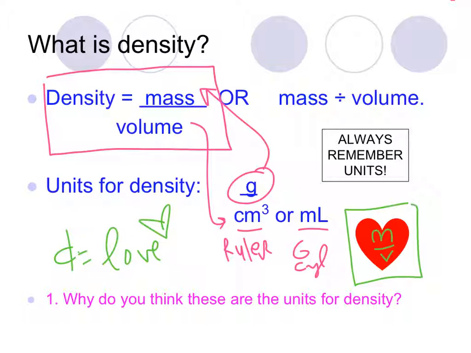Okay? So why do you think these are the units for density? I'm going to help you out with this question. It's because since we're dividing and they don't have the same units, we're always going to keep it showing grams over centimeters cubed or grams over milliliters. Grams represents mass, and the milliliters or the centimeters cubed represents volume.